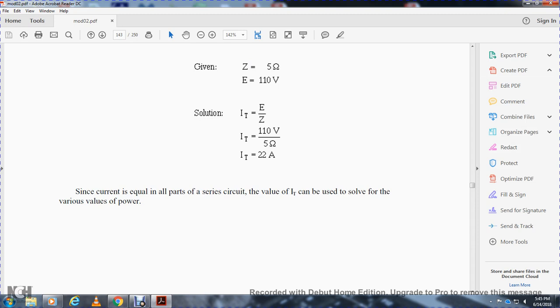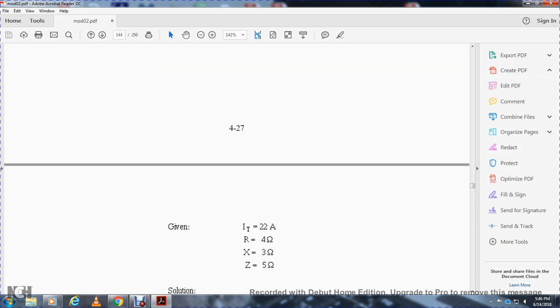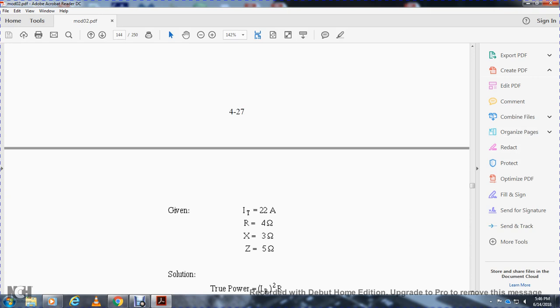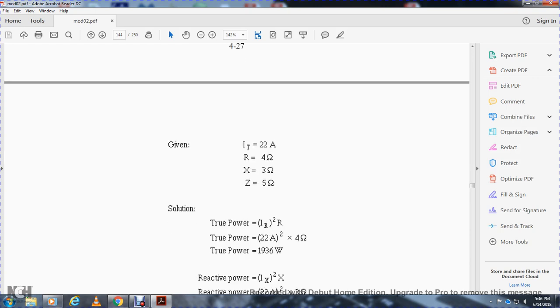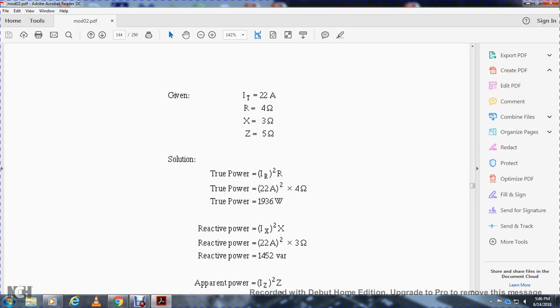Since the current is equal in all parts of the series circuit, the value of total amps can be used to solve for the various values of power. Total amps is 22 amps, resistance 4 ohms, reactance 3 ohms, impedance 5 ohms. True power would be the total amps squared, 22 squared, times the resistance of 4 ohms, which gives you 1,936 watts.